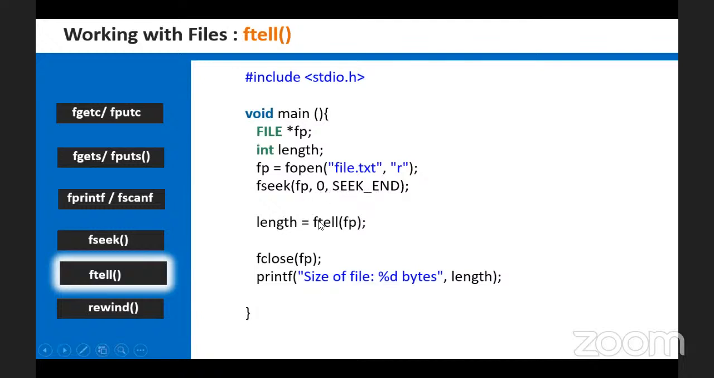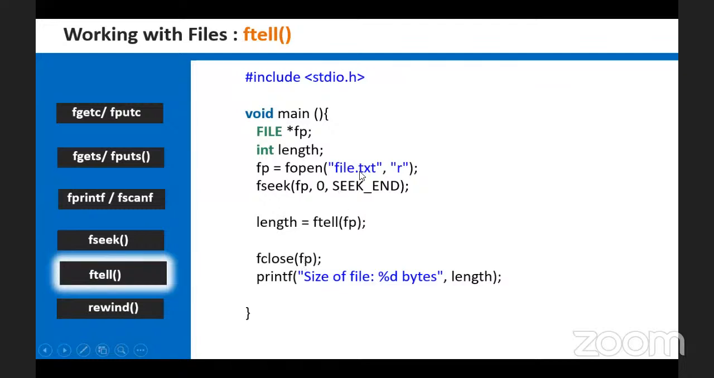After that, the ftell function returns the current location. The current location is already at the end, so it gives the length itself. That value is going to be stored in length. Simply you can print length, then you can understand the number of bytes, the total number of bytes of the particular file. After that I closed it.